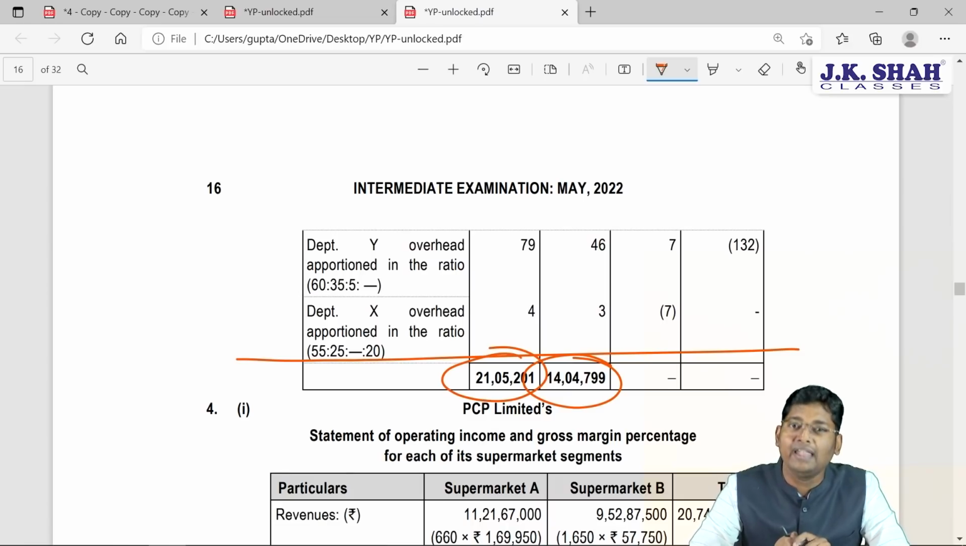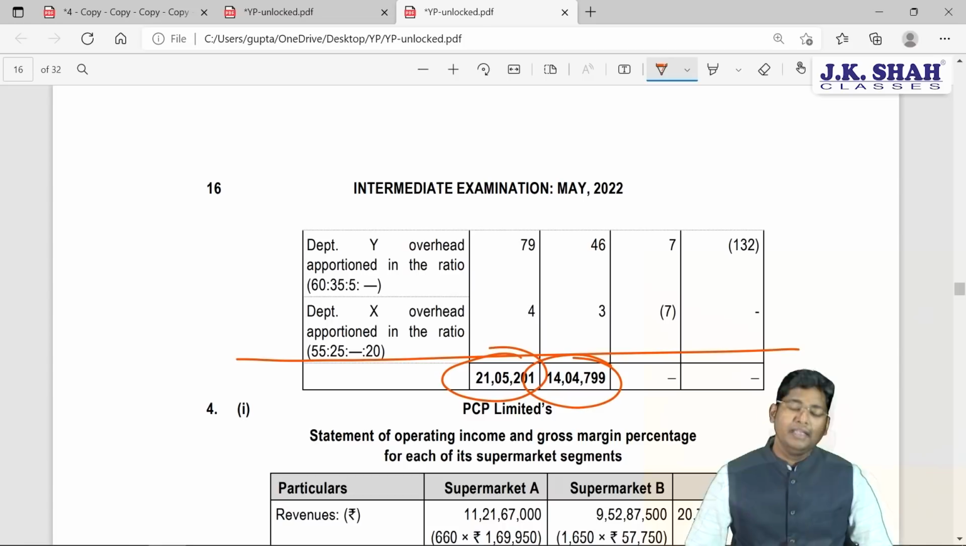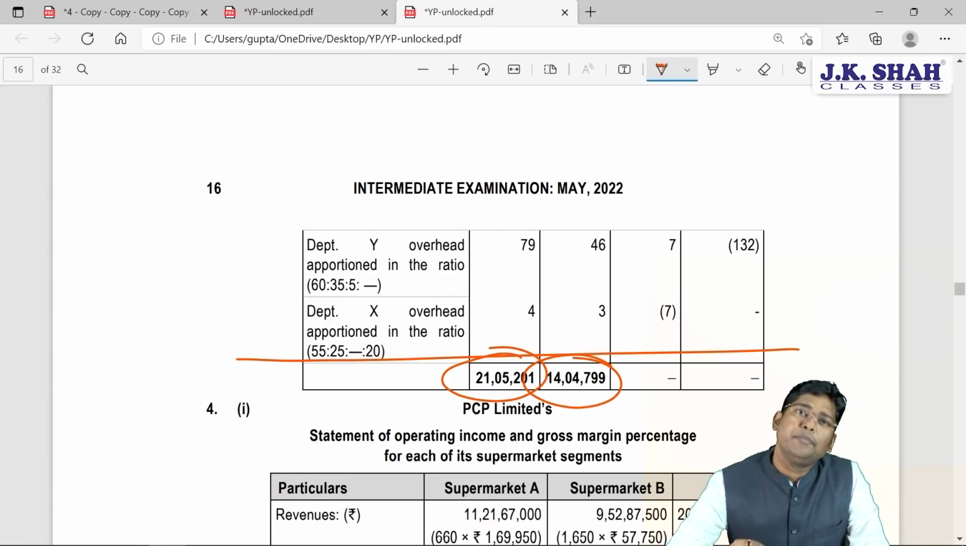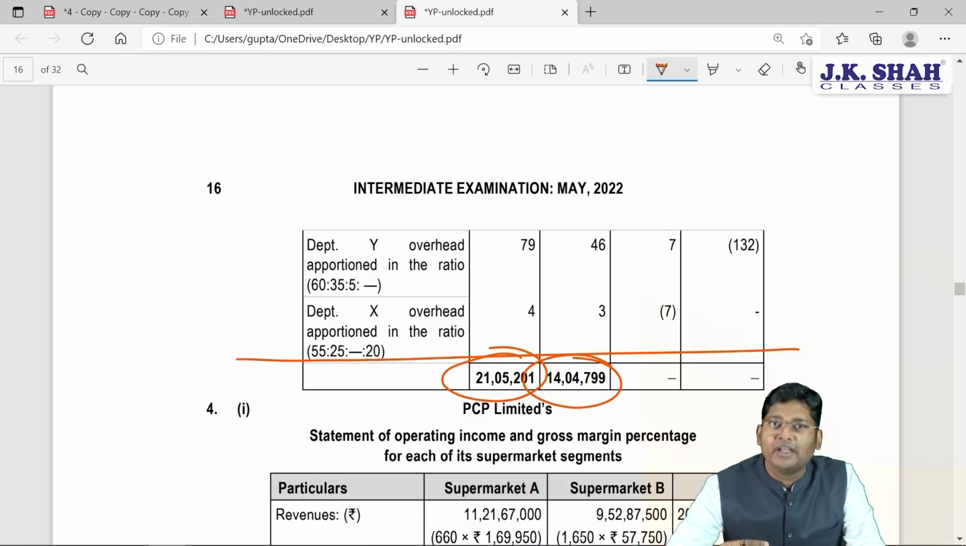Let's move to the next question based on activity based costing. Yes, after absorption costing, the next connected chapter, which cannot be treated as a separate chapter, but it is given as a separate chapter according to your textbook. The name of the chapter is activity based costing.